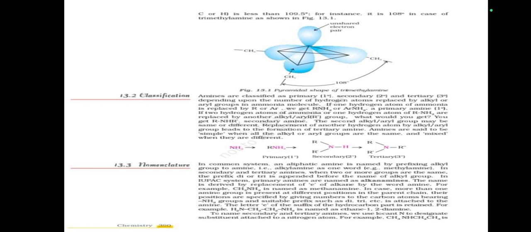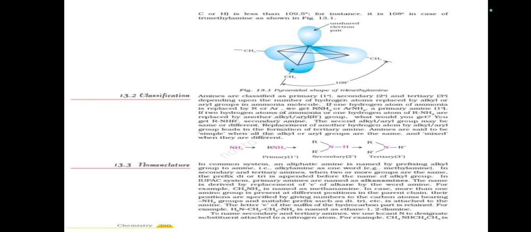Amines are said to be simple when all the alkyl or aryl groups are the same, and mixed when they are different. Nomenclature. In the common system, an aliphatic amine is named by prefixing the alkyl group to amine, that is, primary alkylamine as one word, methylamine. In secondary and tertiary amines, when two or more groups are the same, the prefix di or tri is appended before the name of the alkyl group.